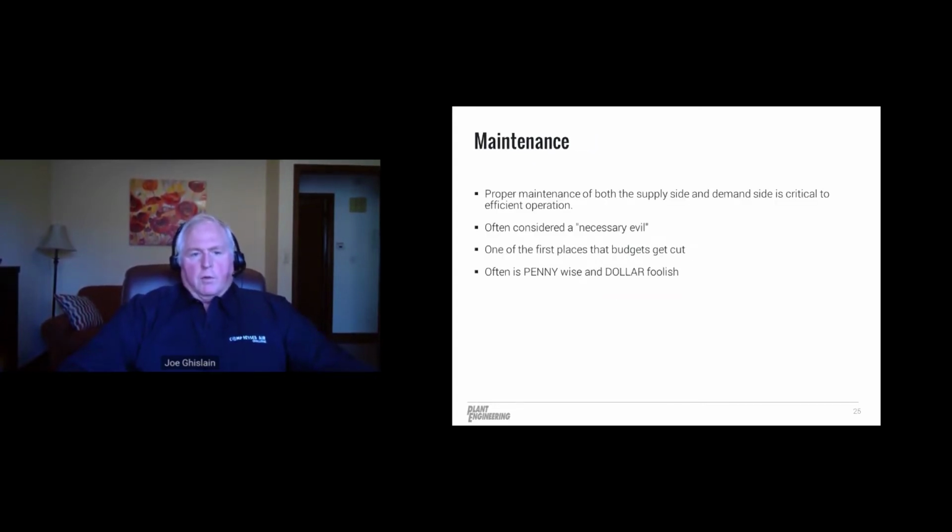Maintenance plays a big role in this. It requires proper maintenance from both the supply side and the demand side for proper operation. It's often considered a necessary evil. I've spent a big chunk of my career in maintenance, dealing with plant operations. People don't want to spend money on it because it's looked at as, why am I spending money on something like that? It's one of the first places that budgets get cut.